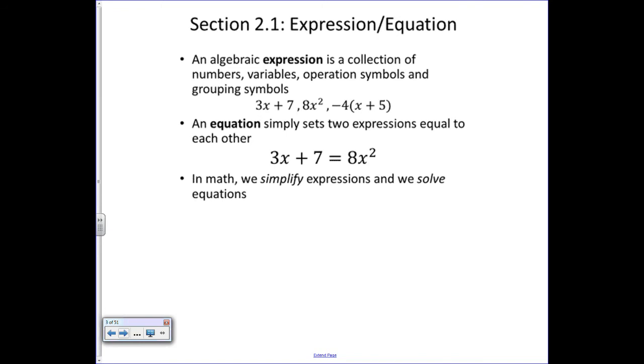What we call an equation is simply taking two expressions and setting them equal to each other. Equations have equal signs, whereas expressions do not. So in math, when we talk about doing anything with expressions or equations, we always say that we simplify expressions and we solve equations.